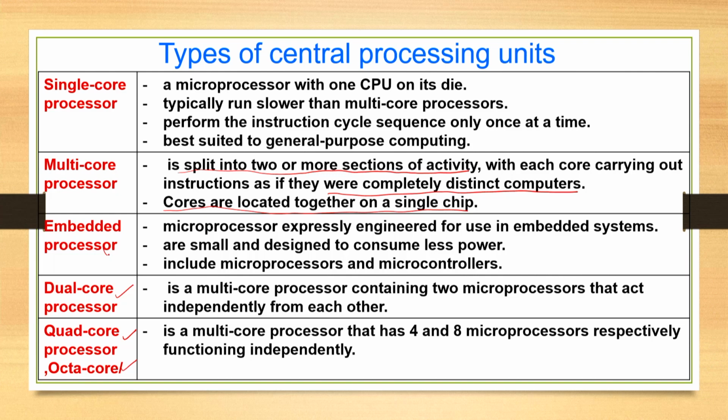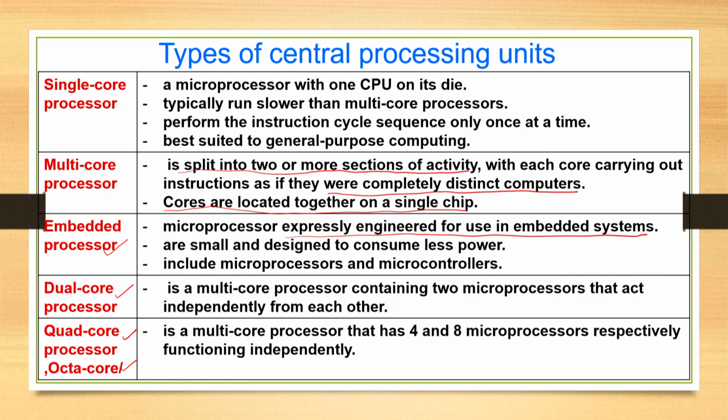Another type of CPU is the embedded processor. Embedded processors are expressly engineered for use in embedded systems. These are designed to perform a specific type of task, like your smartphones and digital cameras. In those we use the embedded processor. Obviously it has a low capacity in terms of lower speed, and it consumes less power. So this was all about the different types of central processing units, or you can say the processors.